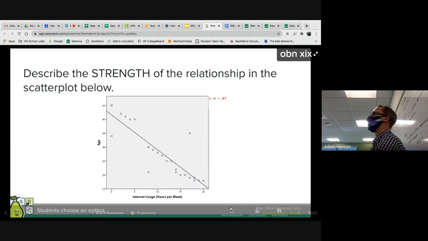Because most of them are right on the line, except for a few outliers. Doesn't the line go through pretty much every single point in the scatter plot, or relatively close to? Yeah. Those of you who said weak, why did you say weak strength?